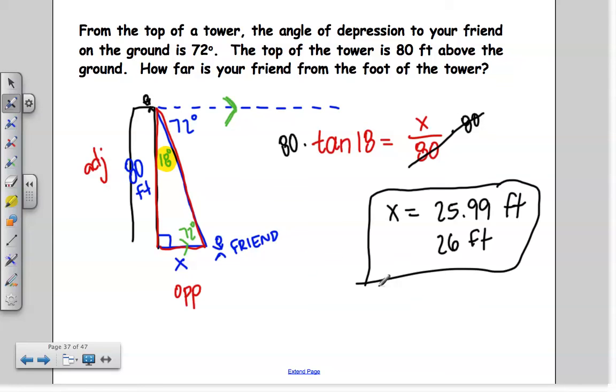Does that seem like a reasonable number? 18 degrees was very small compared to 72 degrees. 72 degrees was across from an 80-foot side. 18 degrees across from a 26-foot side? Yeah, that seems reasonable. So today, using right triangle trig to set up real-life problems using angle of elevation and angle of depression. Remember that both of those are, instead of looking straight ahead, it's how much you either elevate or look down.